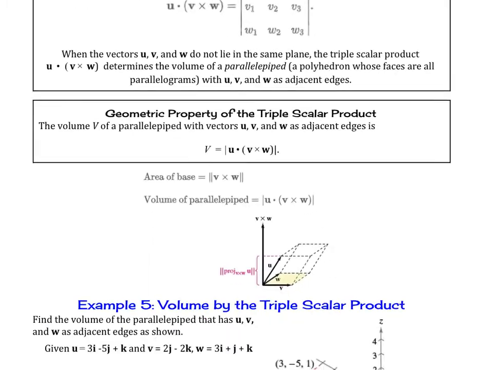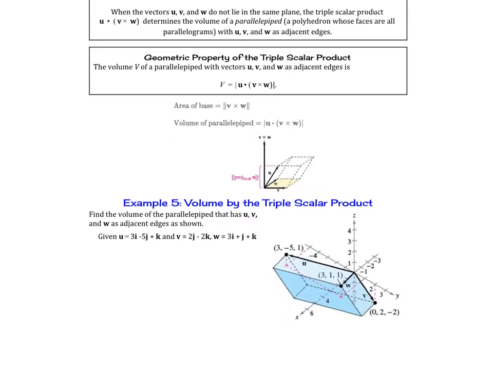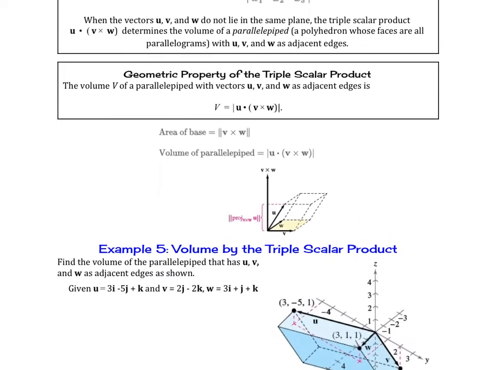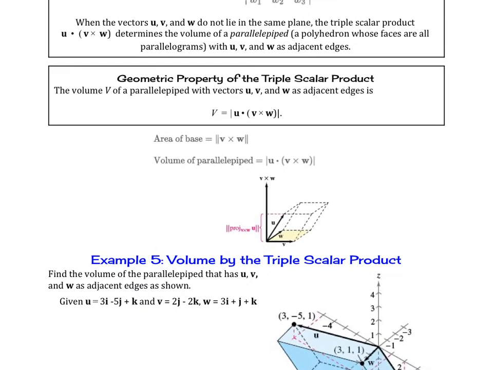And so here is a picture down here. So a couple pictures. These are parallelograms, so each of the faces are parallelograms. And notice it is not on the same plane. So the volume V of a parallelepiped with vectors u, v, and w as adjacent edges is this: V equals the absolute value of u dot v cross w.